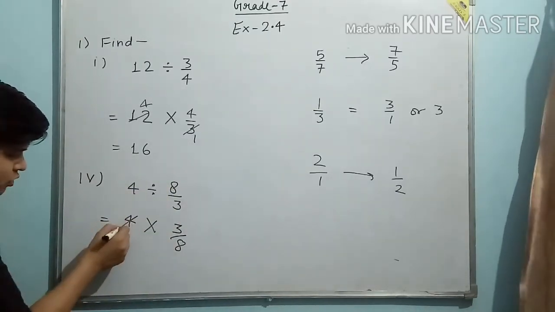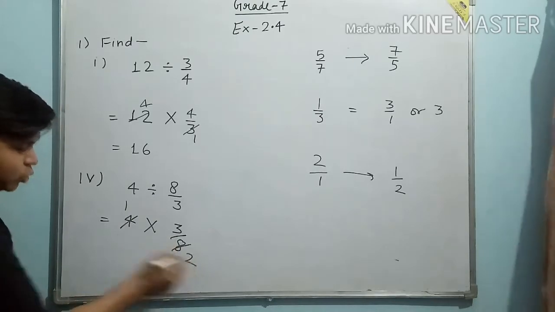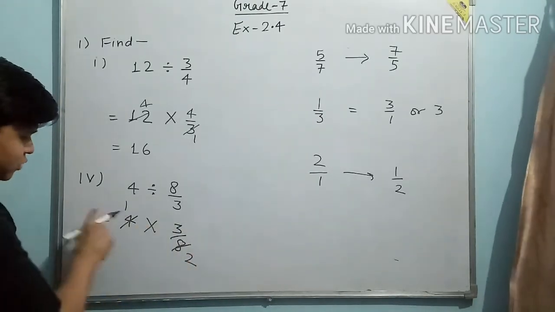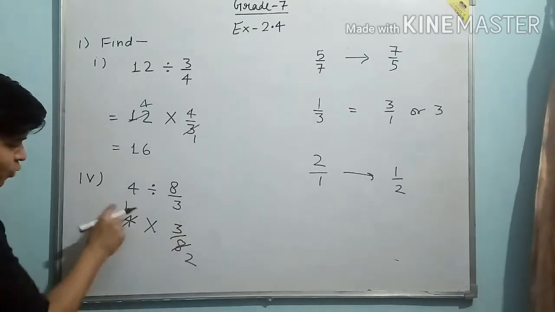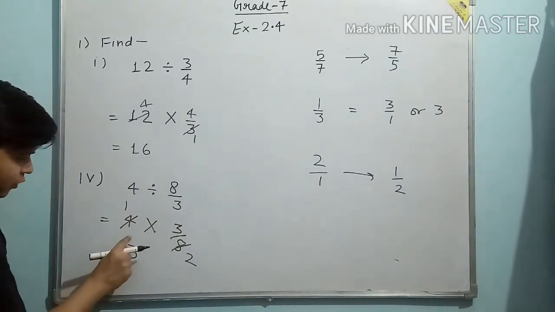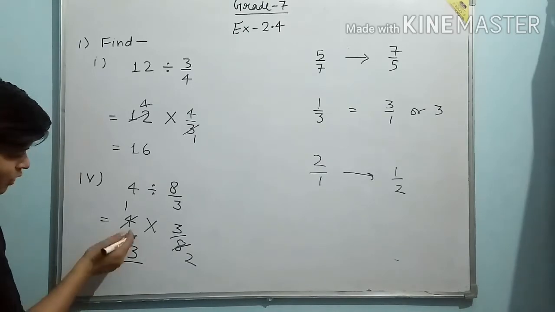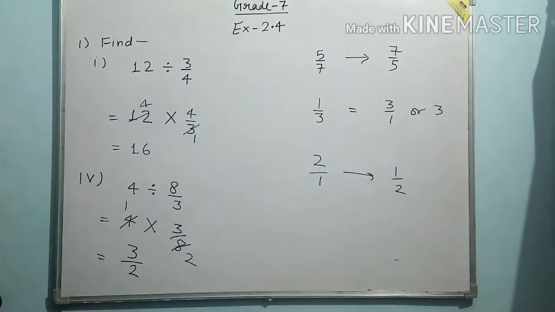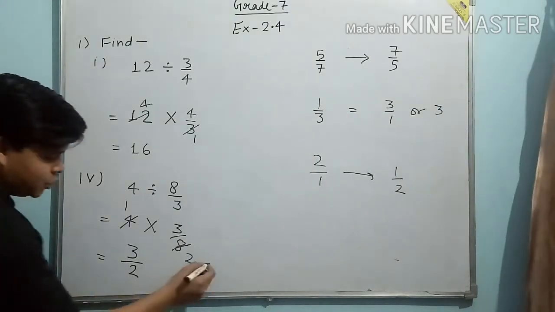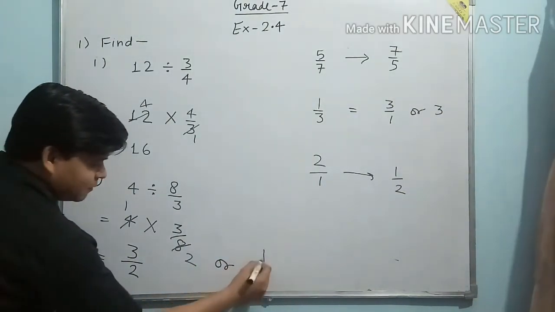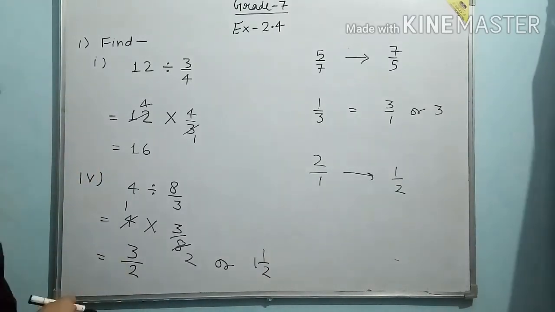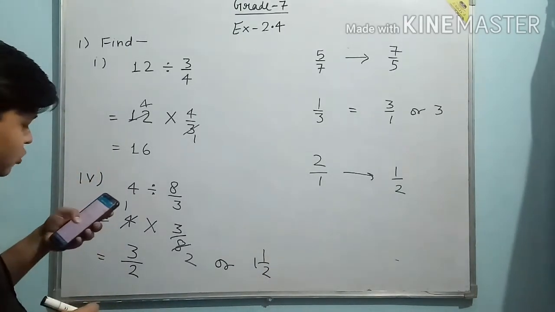So now we can cancel 4 1 times and 4 2 times. Now we cannot cancel these numbers further. So let's multiply numerator by numerator. 1 into 3 is 3, and here we don't have anything, so we can consider 1. So 1 into 2 is 2. So 3 upon 2 is the answer. Or if you want, you can also write this as a mixed number. So this will become 1 complete 1 upon 2 by dividing 3 by 2. So this was the fourth part.